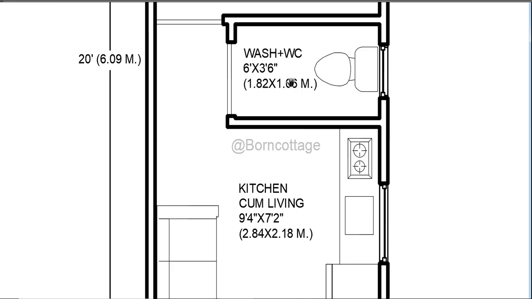So we have common use washroom plus water closet here. The total area I have taken is 6 feet into 3 feet 6 inches, in meter 1.82 into 1.06 meter. You can see here the water closet and also a ventilator for ventilation of this washroom. After that we will go inside.